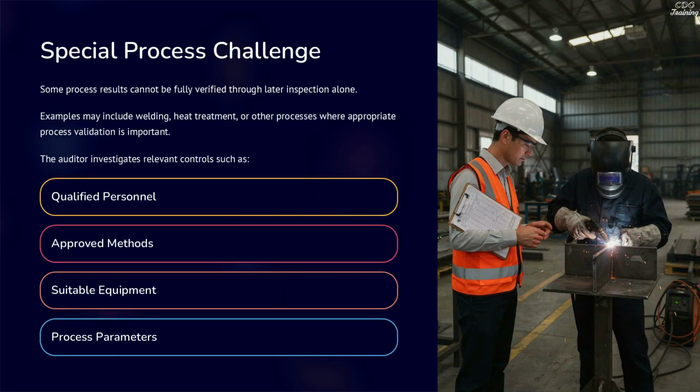Some process results cannot be fully verified through later inspection alone. Examples may include welding, heat treatment, or other processes where appropriate process validation is important. The auditor investigates relevant controls such as qualified personnel, approved methods, suitable equipment, and process parameters.